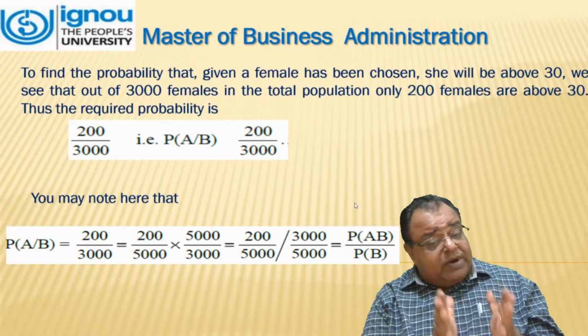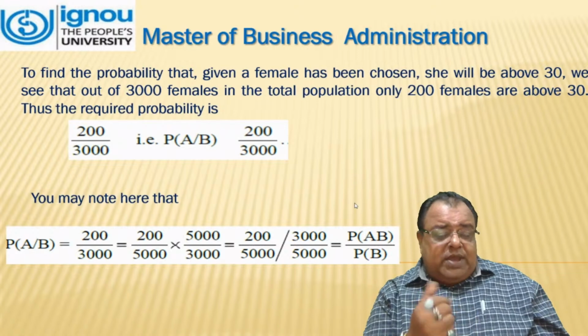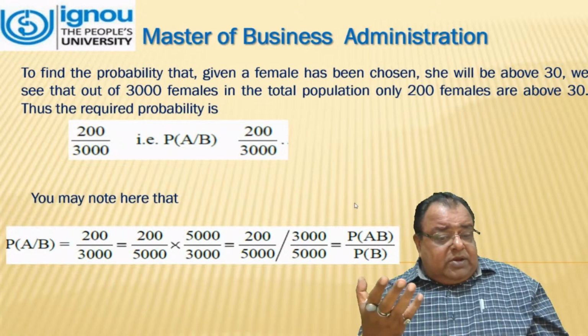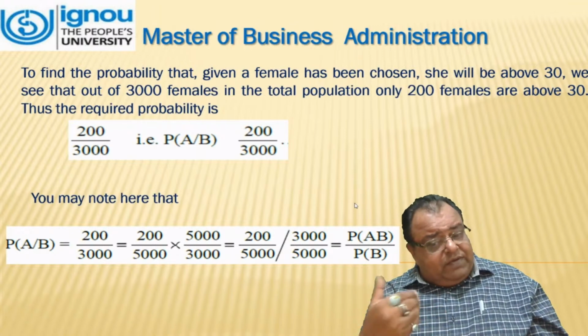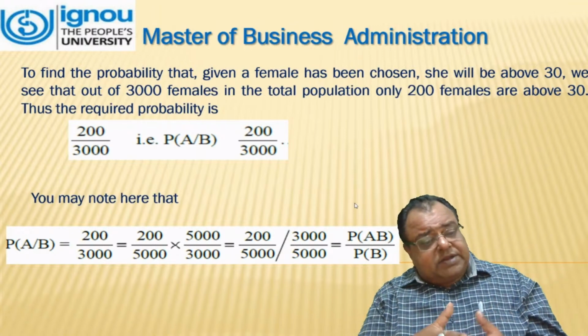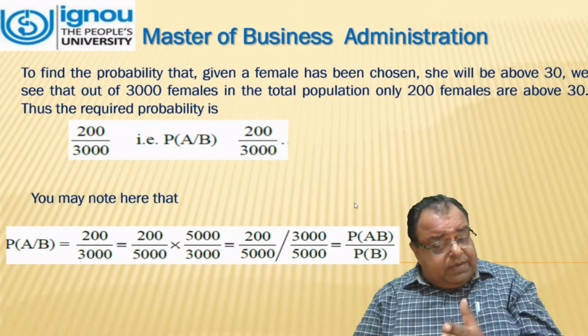Now the question is how it is being calculated, or what is another way of calculating it. Here we can see that 200 by 5,000 into 5,000 by 3,000, which in other terms can be written as 200 by 3,000. That means P(A and B) by P(B).